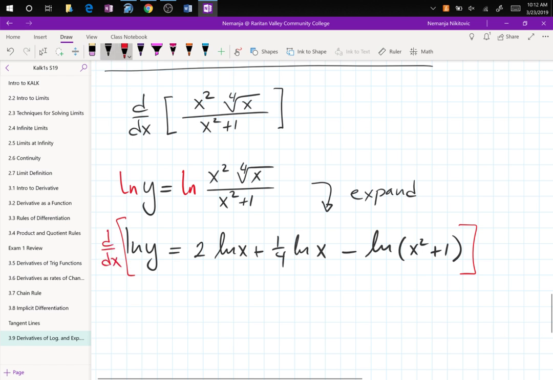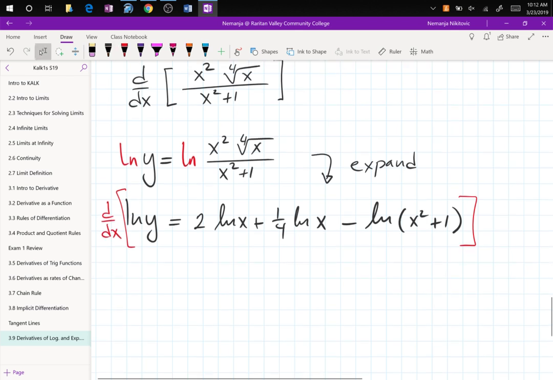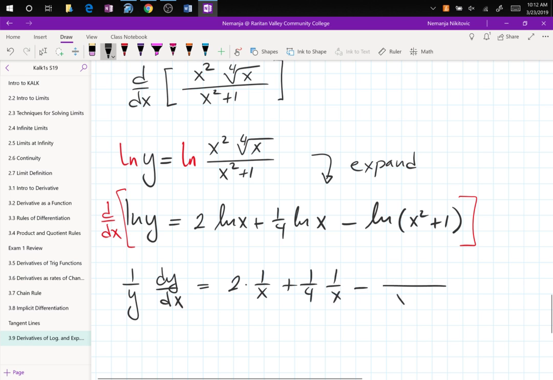So this is the mathematics that is happening in the background. You will not be doing this. So 1 over y dy dx, it's a chain rule, right? You took the derivative of y in respect to x, so there is a chain dy dx, is equal to, the derivative on the right hand side is a joke, right? It's 2 times 1 over x plus 1/4 times 1 over x minus, remember, copy the function as is in the bottom and then take its derivative on top.